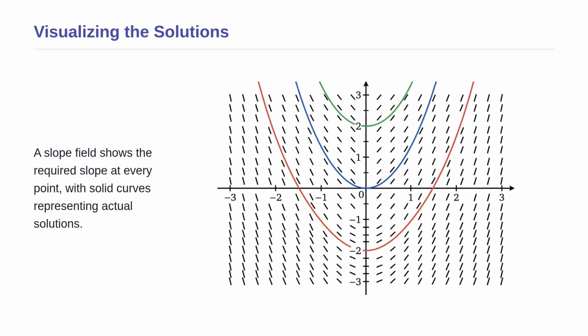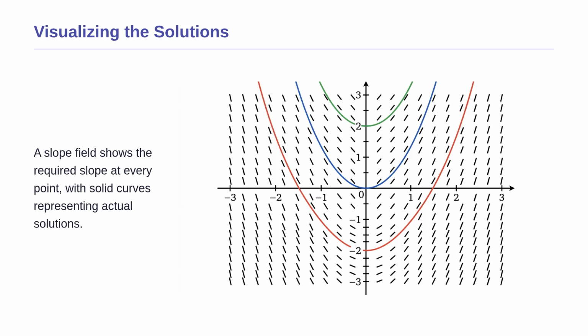This brings us to a visual representation of what we just calculated. What you're looking at is called a slope field. The horizontal axis is x and the vertical axis is y. Notice the grid of tiny lines covering the background. These show the required slope at every single point, dictated by the differential equation.